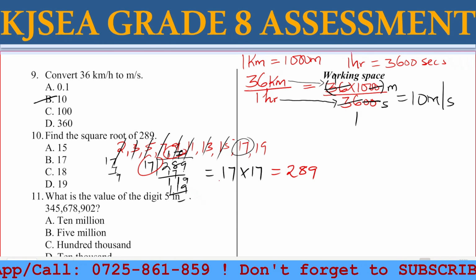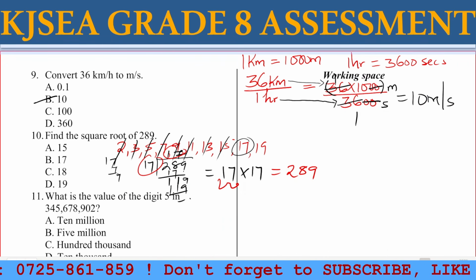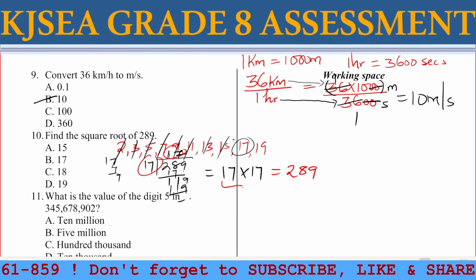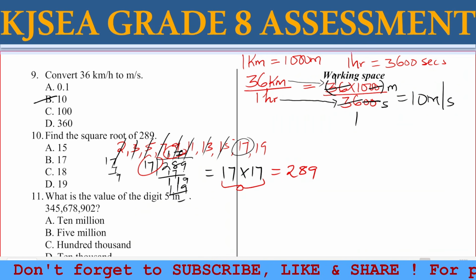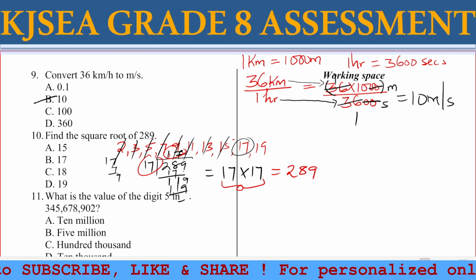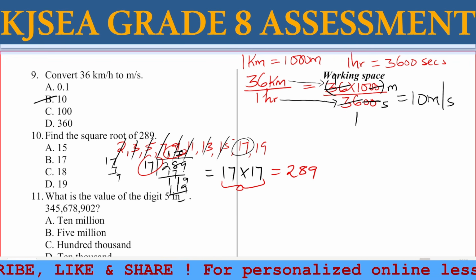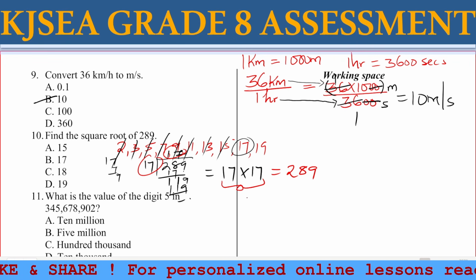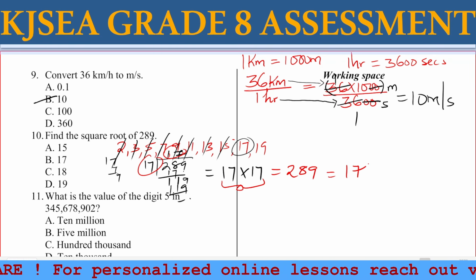And therefore, when you're getting the square root using the factorization method, you simply look at the number that you can multiply by itself 2 times to give you that number. And the number here is 17. So 17 times 17 is 289. So the square root is 17.